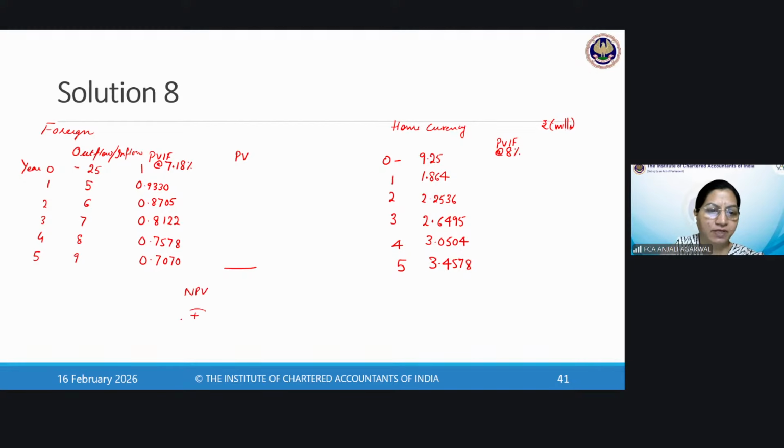So this is the NPV in foreign currency, final NPV in Sri Lankan rupee. Here you will discount it with factors of 8%. So 1 divided by 1.08, it's 1, and then 0.9259, so on. And then you will compare whether the project should be accepted or not.